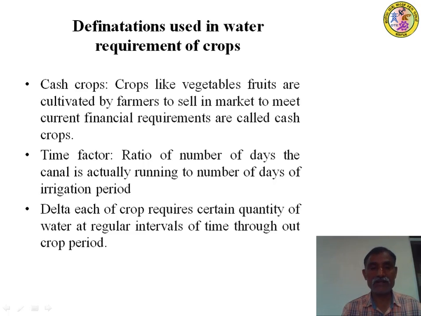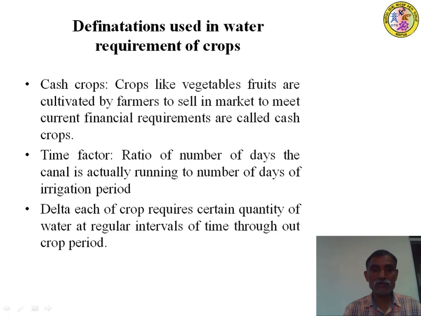Right? Time factor. The ratio of the number of days the canal is actually running to the number of days of the irrigated period is called the time factor. How many days the canal is actually running is called the time factor. For example, 120 days are required. Out of 120 days, actually the canal may run for 90 days or 80 days. That's called the time factor.